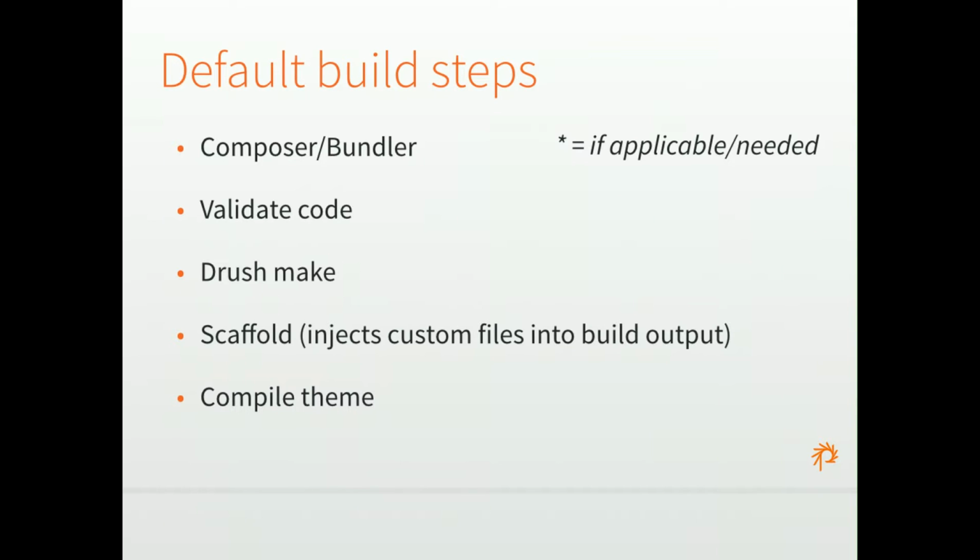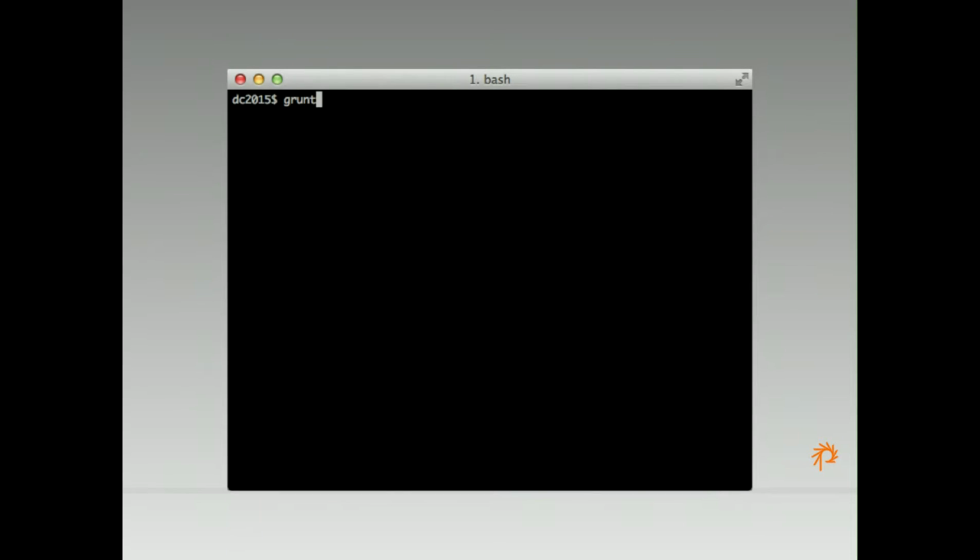Those steps are run as needed. So, for example, it doesn't run Drush make every time you run Grunt. It only does so if it sees that your Drush makefile has been updated more recently than the last time you ran Drush make. So it has some niceties in terms of trying to be smart about what it's doing when you're running this, to save time and make the cycle faster.